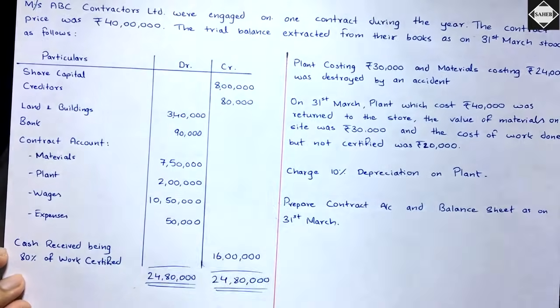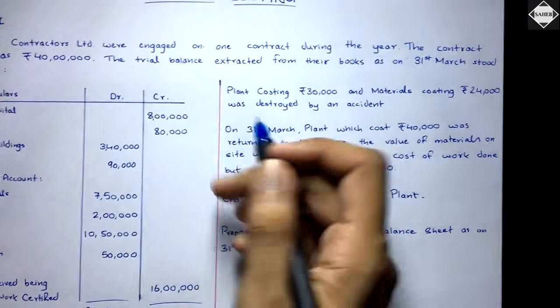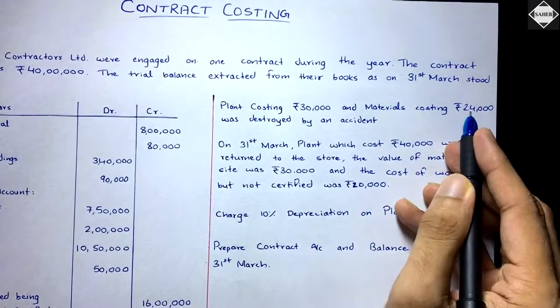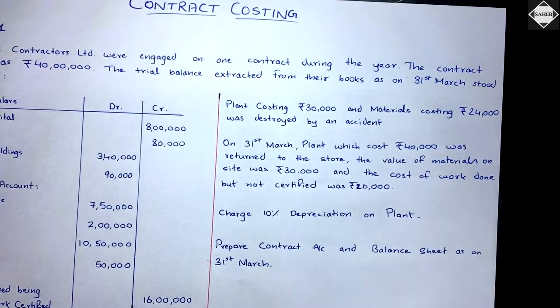So that's how you will calculate the work certified. It's not a big thing, it's a very simple thing. Then what? Plant costing rupees 30,000 and materials costing rupees 24,000 was destroyed by an accident. Now what is this? This is abnormal loss.